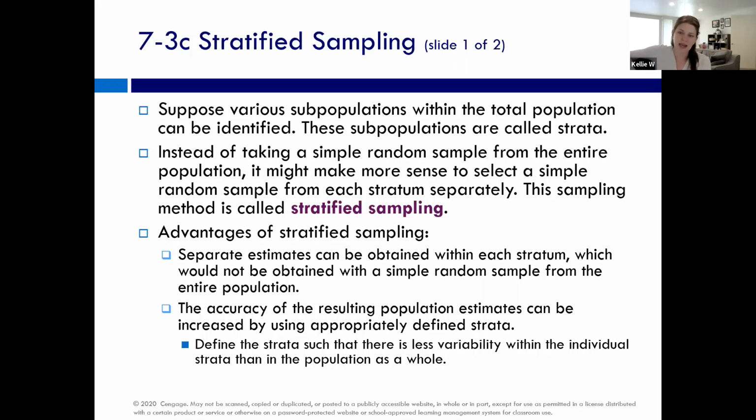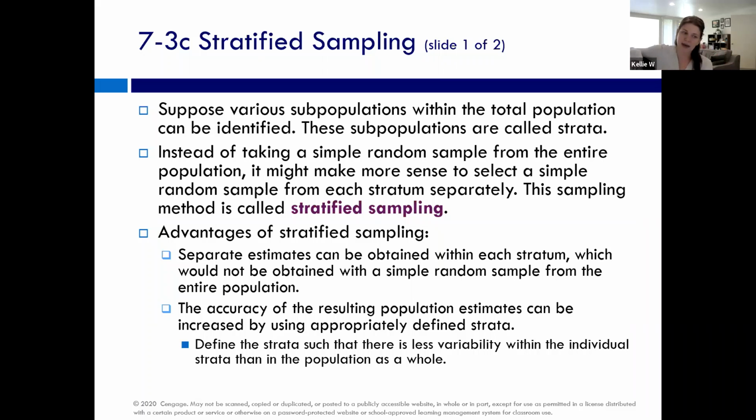So let's say we broke our population into income groups, and we take random samples from each of those income groups. Now we can look at the entire population as a whole, but also we can look at the estimates that come from just the separate income groups. And we might want to do that for that particular example. And then it also can increase the accuracy of the population estimate, because if we define those strata correctly, it will reduce the variability within the individual strata compared to the population as a whole.